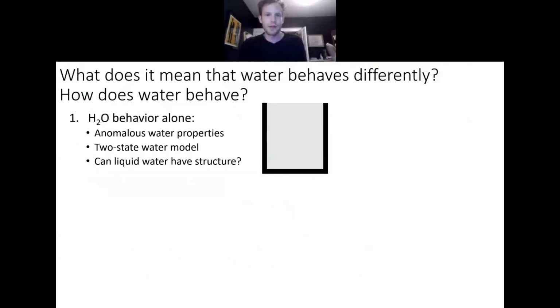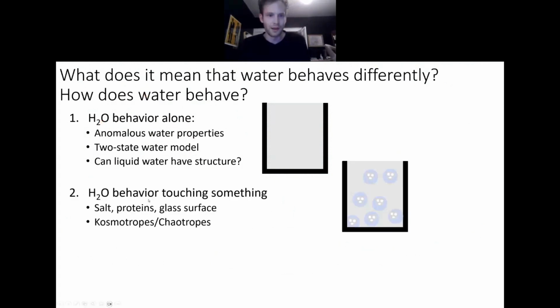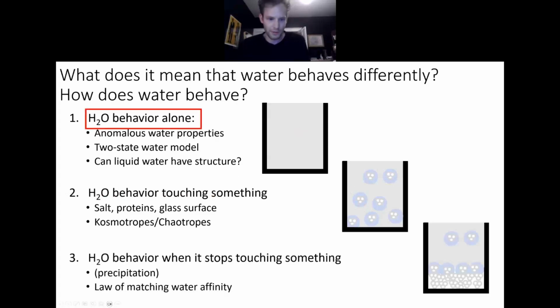So to do that, I want to cover three main points about what it means that water behaves differently. The first one is, how does water behave alone? If I just have an empty glass, how is this water behaving? Then, how does water behave when it's touching something? If I throw molecules in and it's touching water, how is this hydration water changed? And the last part is, what happens when water stops touching something? This means precipitation, when it falls out of the glass. To start off, I'll go over water behavior alone and cite anomalous properties of water.